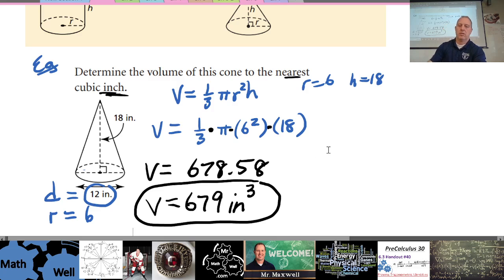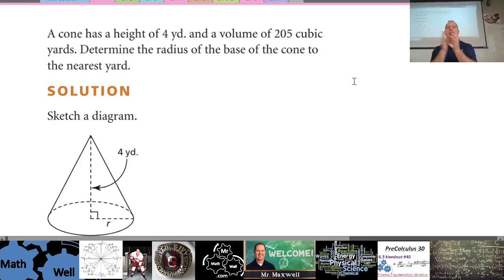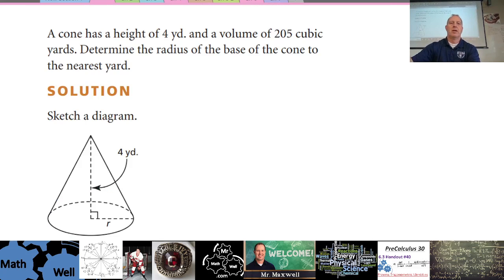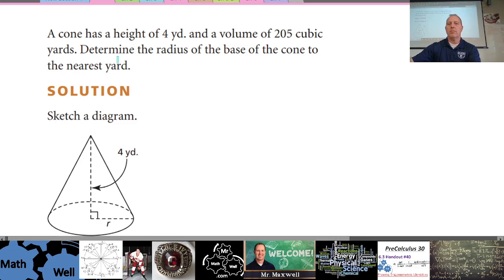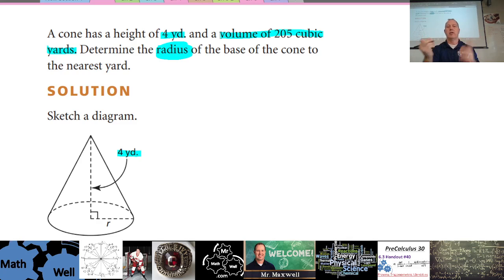Awesome. Okay, one more example, and then I'll give you your assignment. You can start working, so let's keep ripping here. Final one. Okay, a cone has a height of 4 yards, a volume of 205 cubic yards. Determine the radius. So we're not solving for volume, we're solving for one of the variables inside the formula. Okay? This can get tricky to isolate this variable, but it doesn't have to be.